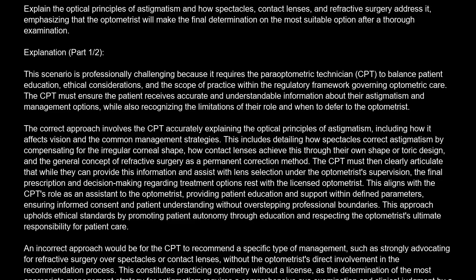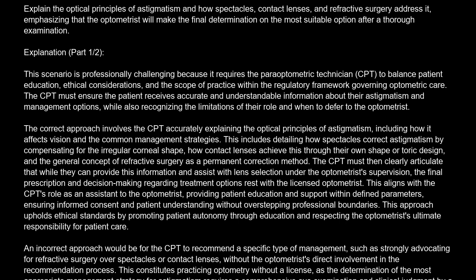The correct answer is C. Explain the optical principles of astigmatism and how spectacles, contact lenses, and refractive surgery address it, emphasizing that the optometrist will make the final determination on the most suitable option after a thorough examination.